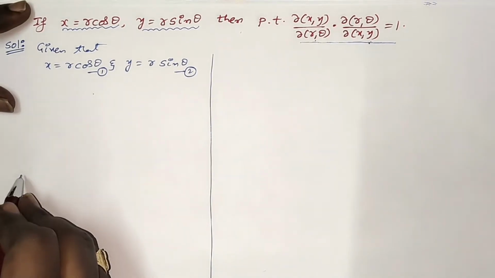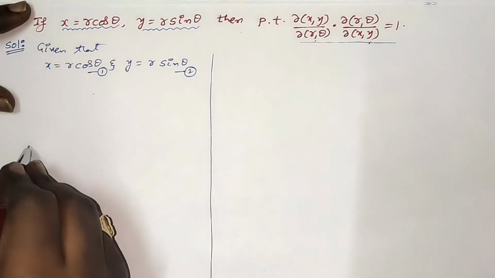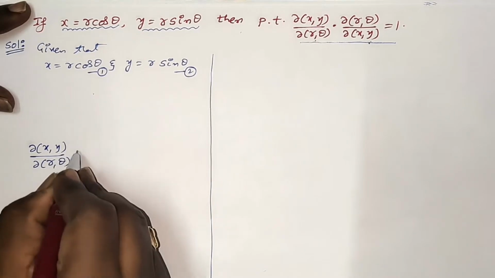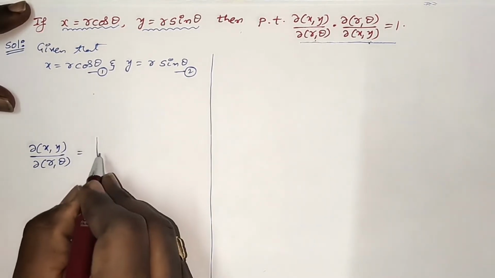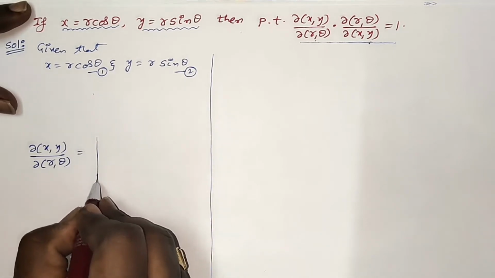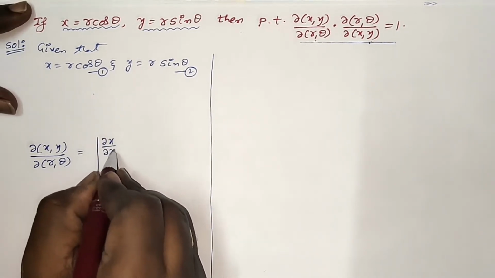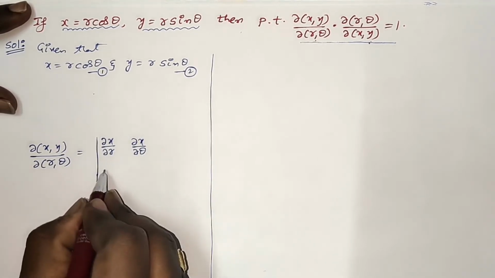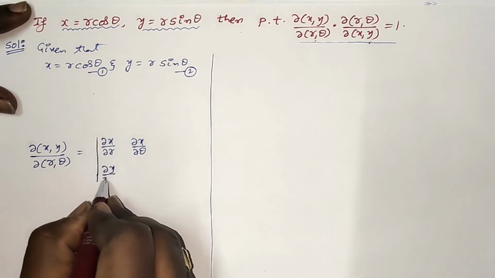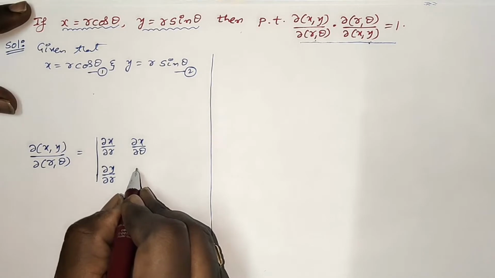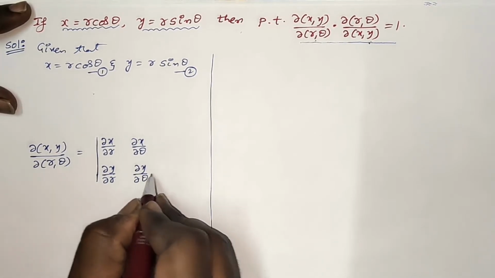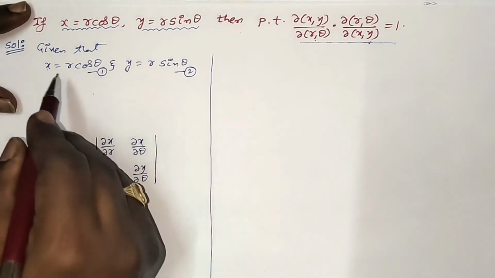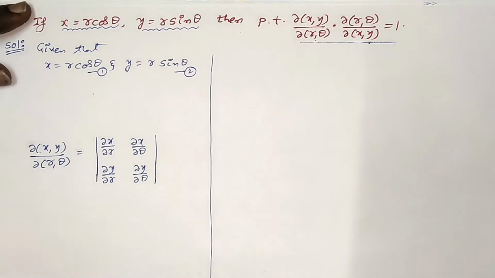So first of all, we have to find out the first Jacobian, which is Jacobian of x comma y with respect to r comma theta. By definition of Jacobian, we know that this Jacobian is the determinant of a 2 by 2 matrix whose first row is dou x by dou r and dou x by dou theta, and second row is dou y by dou r and dou y by dou theta. So first of all, you should find all partial derivatives of x and y with respect to r and theta.